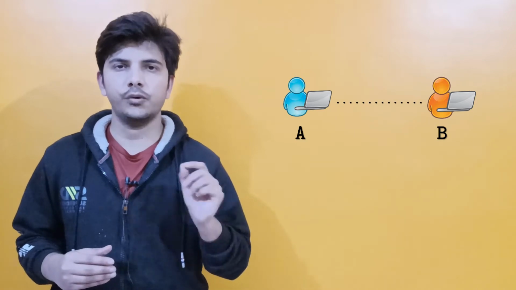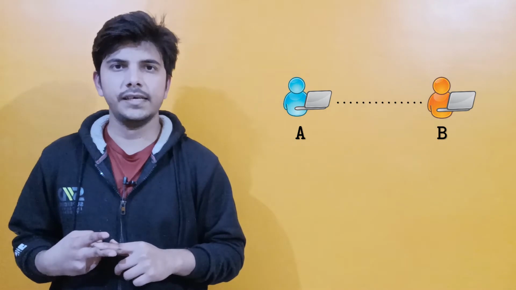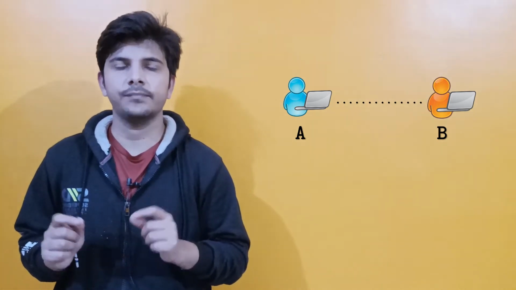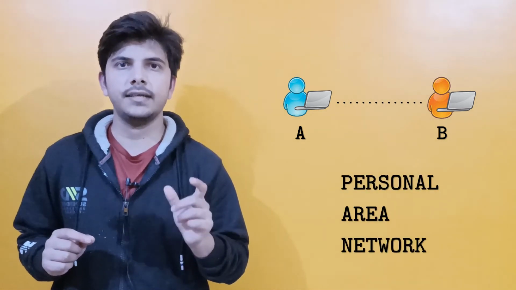Consider you and your friend have some devices which want to communicate with each other. In that case, your device and your friend's device are going to be connected through a link, which can be either wireless or wired. And after the connection, both devices will be able to communicate with each other. This small network will be known as the PAN, that is the personal area network.